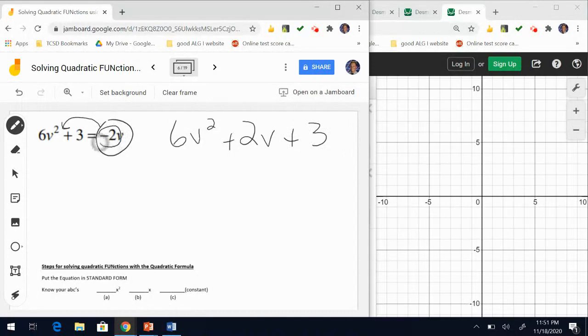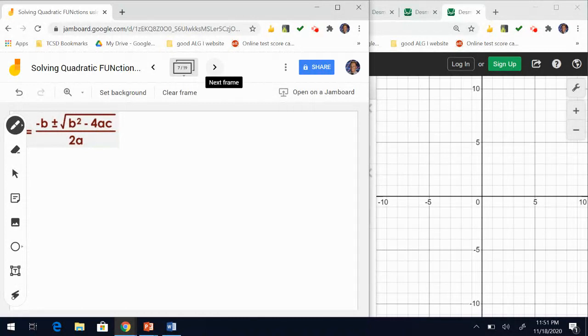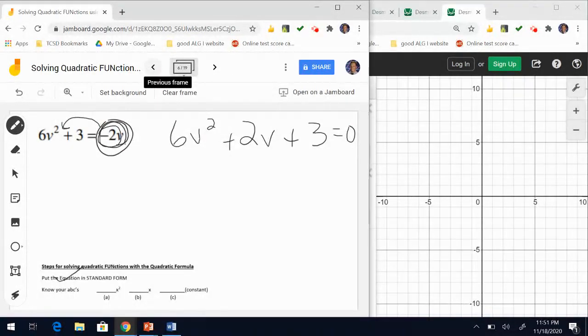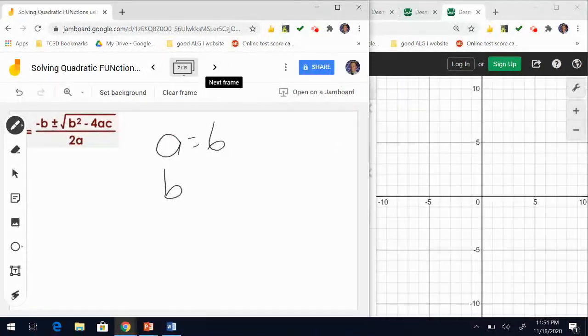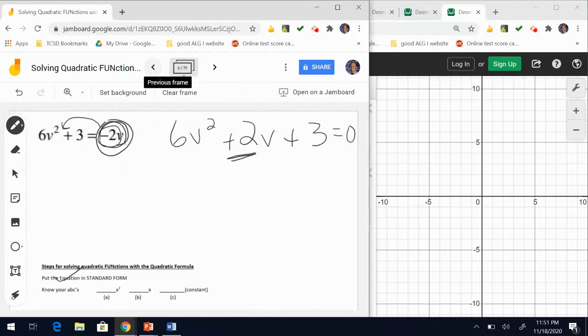What's the opposite of negative 2? Positive 2v, right? So it's negative 2v on the right. It's going to be positive 2v on the left. And of course, we're going to set this equal to 0. And now we know our ABCs. What's our A? Our A value is 6. Our B value is in front of the linear term. And our C value, A is 2 and C is 3.